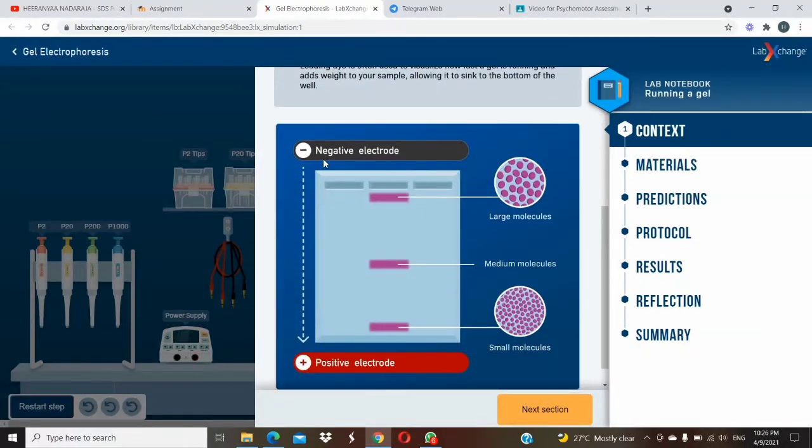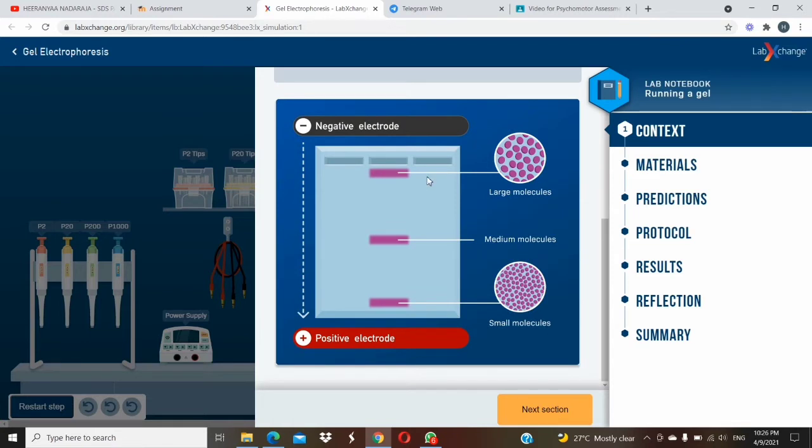Here we have it. The wells will always be with the negative electrode. Once we place the DNA fragments into the wells, they will migrate to the positive electrode because the DNA fragments are negatively charged. So here, if it's near the well, it will be a large molecule.